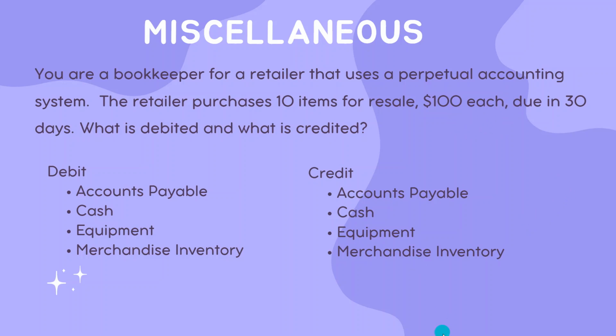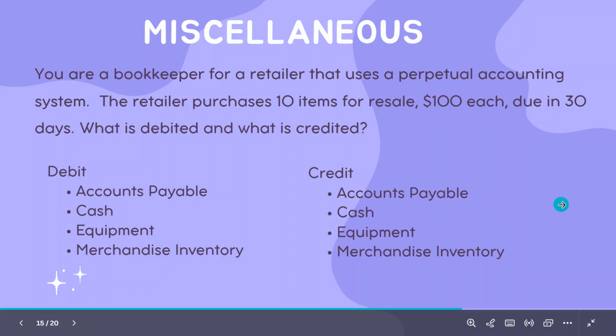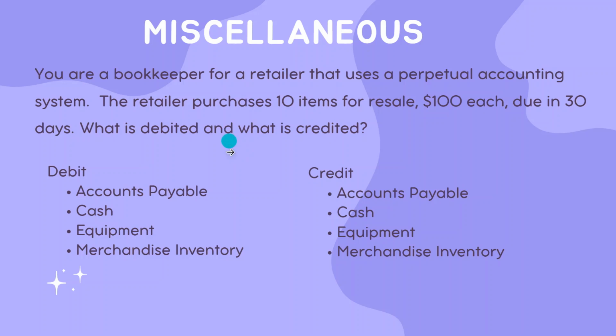Okay. We're getting there. To the miscellaneous. You're a bookkeeper for a retailer that uses a perpetual accounting system. The retailer purchases 10 items for sale, 100 each, due in 30 days. What is debited and what is credited?